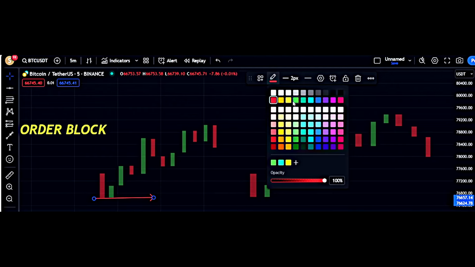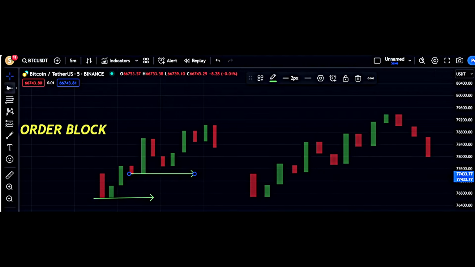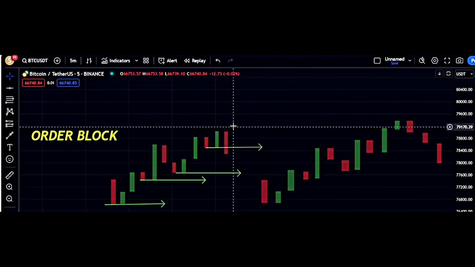Let's make it green. Support. Okay, again, new support. Again, new support. Again, new support. This is the time when buyers got defeated.